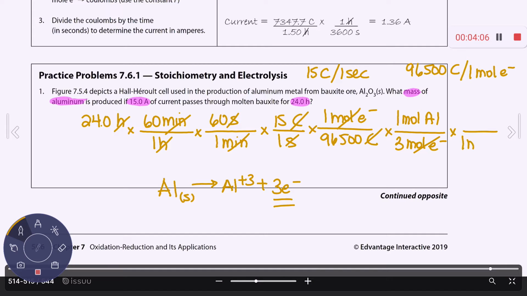I have not seen something on the AP exam like this. Just giving you a heads up. This is going to give you 121 grams. It's just a lengthy unit canceling problem. I'm going to be more concerned with the equation on the next page for you. So let's go to the next page.